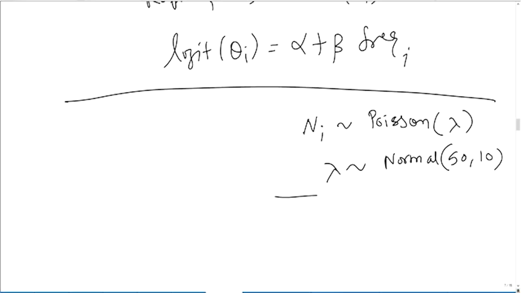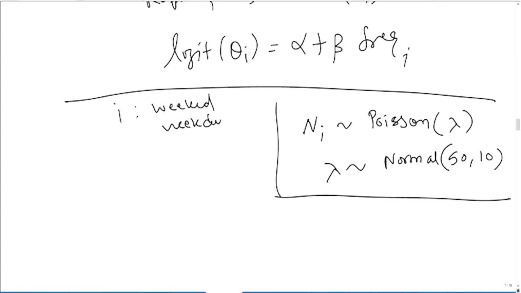Now, someone makes a hypothesis that road accidents are higher on weekdays because people want to reach their workplace as fast as they can and there is a lot of traffic. So, the number of road accidents is higher on weekdays compared to weekends, right. So, the ith day can be a weekend or a weekday. Okay.